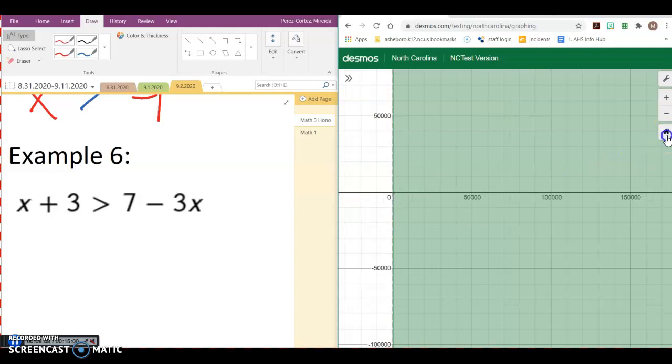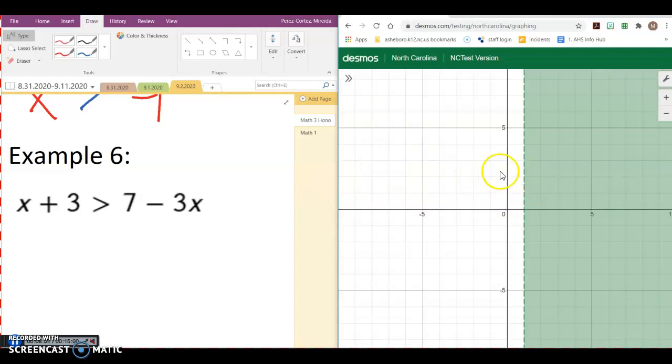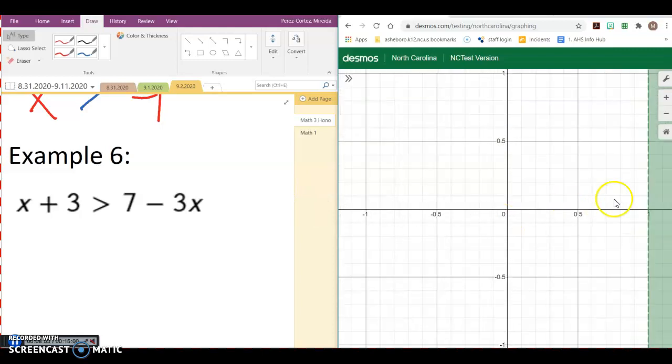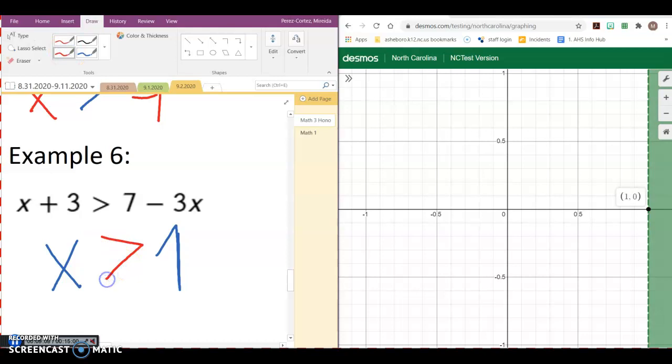So let me click the home button again. This one only has one solution because it's only shaded one way, or it has one inequality, not one solution. I apologize. And it has x and 1. It's shaded to the right of 1. So because it is shaded to the right of 1, that means my x is greater than 1. That's the solution to this one.